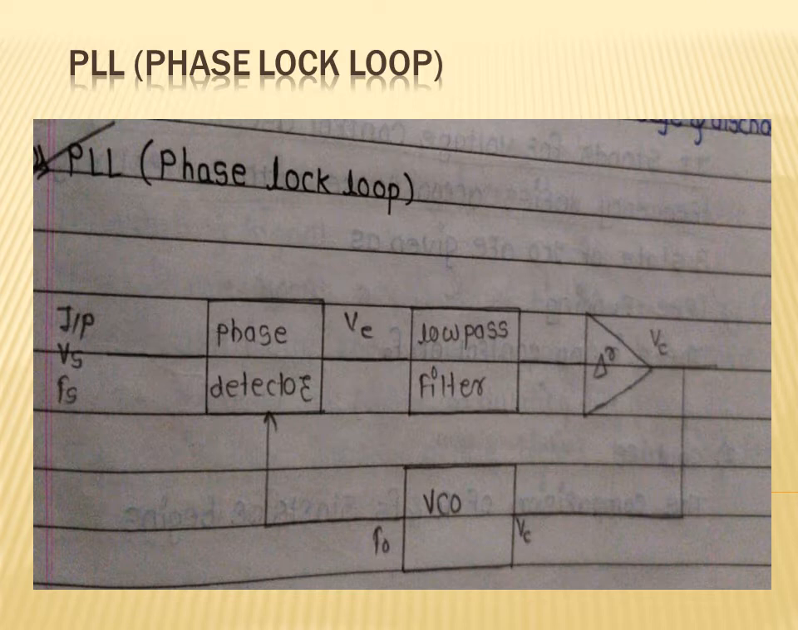Next one is the amplifier. It is used to amplify the filtered signal, and the amplified signal is denoted by VC, which is called the control voltage. This output is again given to the VCO.